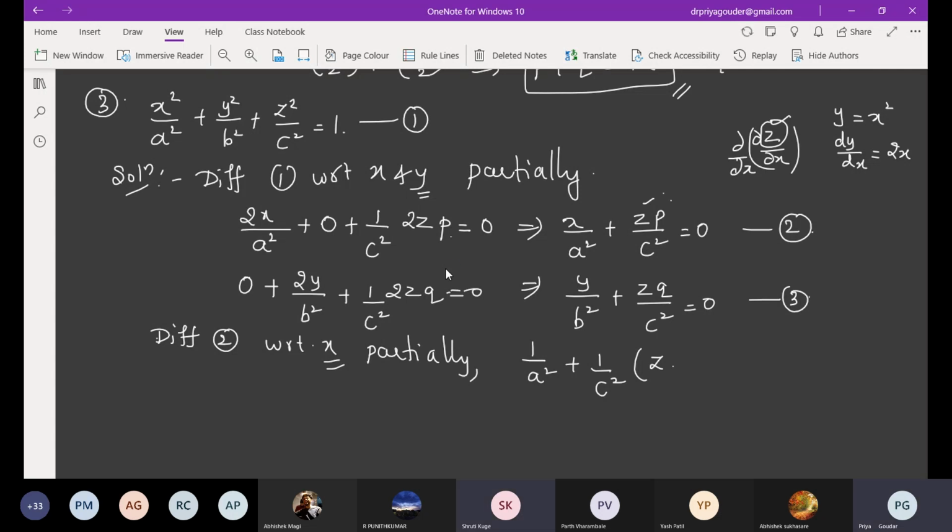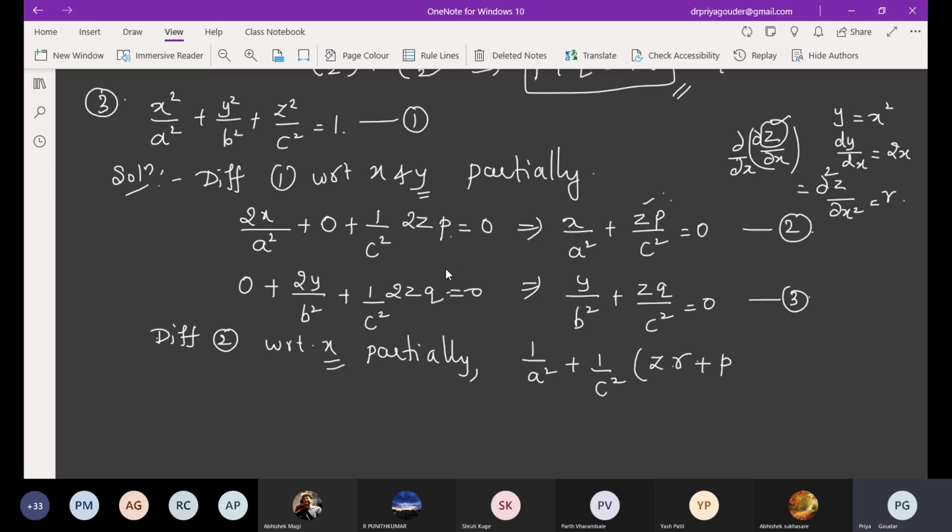What is the differentiation of ∂z/∂x with respect to x, that is ∂²z/∂x²? Denote it as r. So I'll write it as r. Hope that's clear. What is r? ∂²z/∂x² plus, we'll keep p as it is.